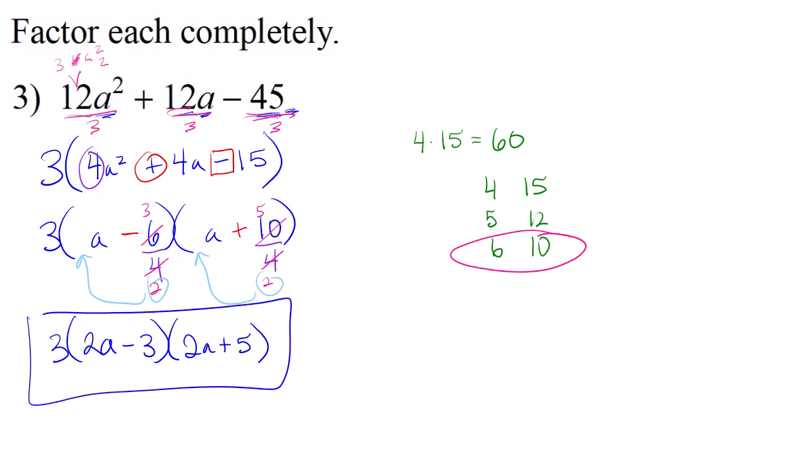All right, so that's our answer. Remember, if you do want to check your work, you can always FOIL. What I'd recommend is foiling this first, and then when you get your answer, distribute the 3, and then see if you come back to what you started with. Okay.